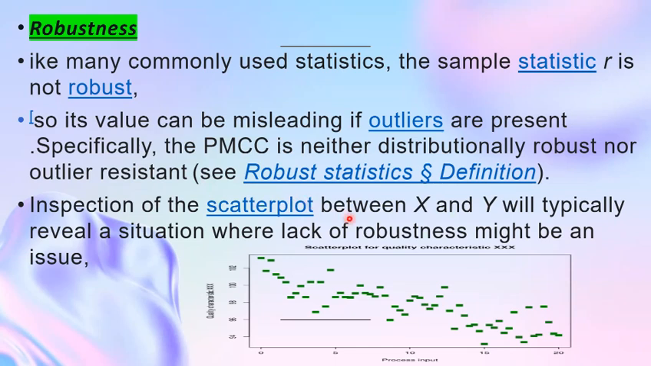So inspection of the scatter plot between X and Y, and this is an example being quoted here, will typically reveal a situation where lack of robustness might be an issue, where we can't get a straight line out of it.